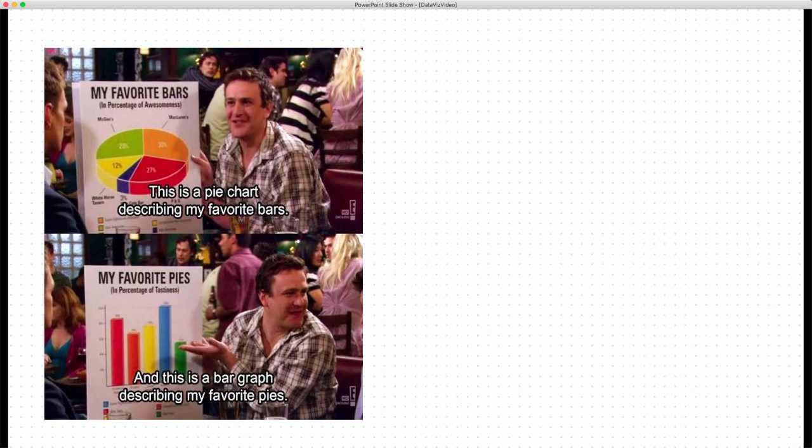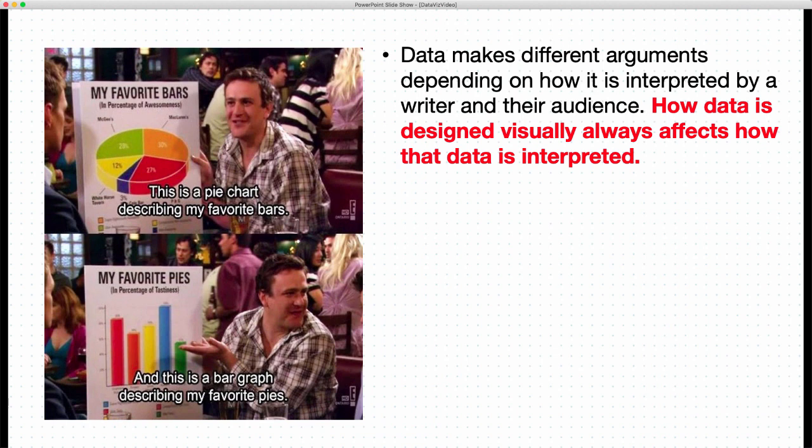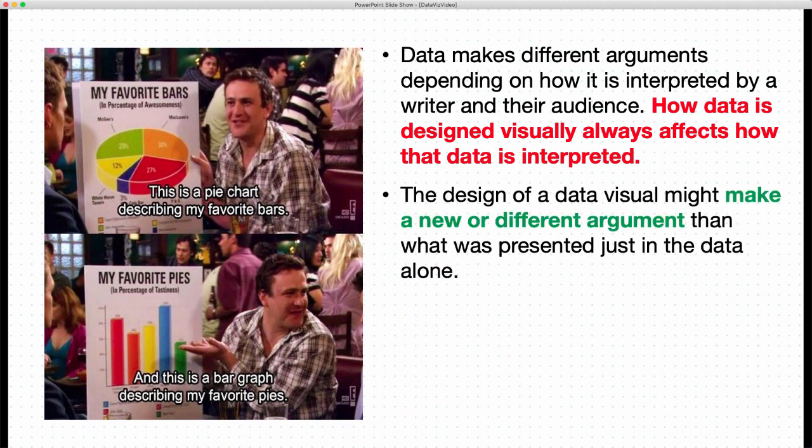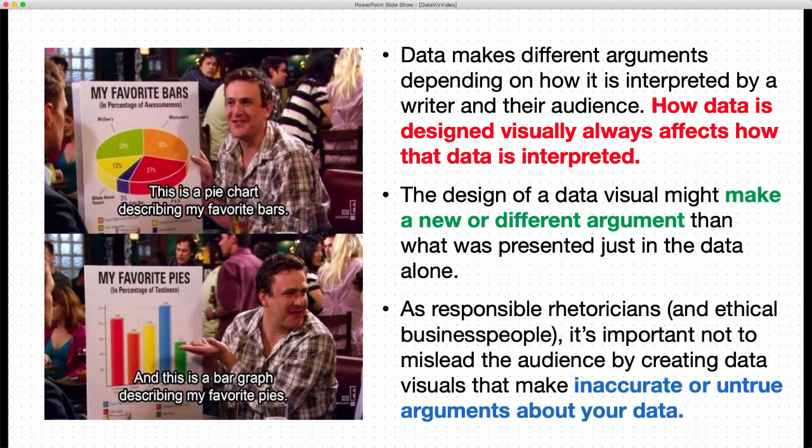So that means there's some important things to consider. Data does make different arguments depending on how it's interpreted by a writer and their audience. How data is designed visually affects how it's interpreted. So how you actually put a chart or a graph or a table together makes a difference in how an audience will understand that data. If you design it a certain way, it might make a different argument than maybe what was just in the data alone. And as responsible rhetoricians and as ethical business people, it's important not to mislead the audience by creating data visuals that make inaccurate or untrue arguments about your data.